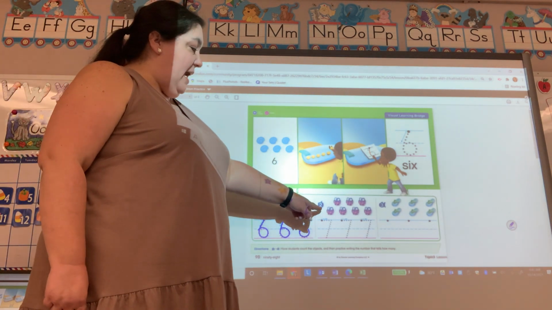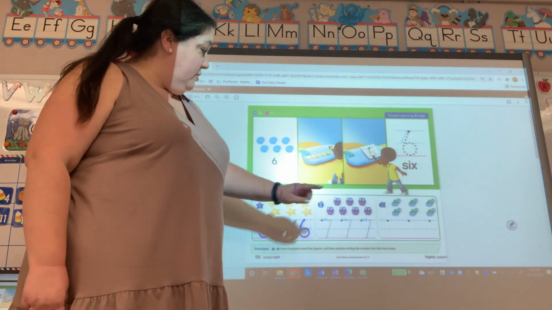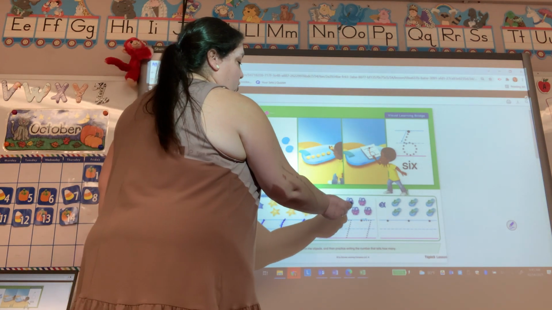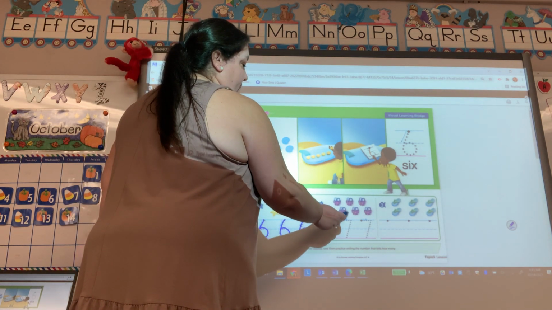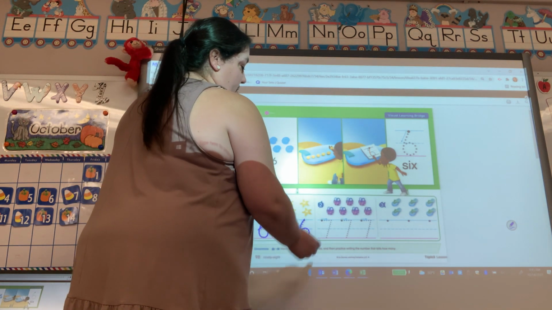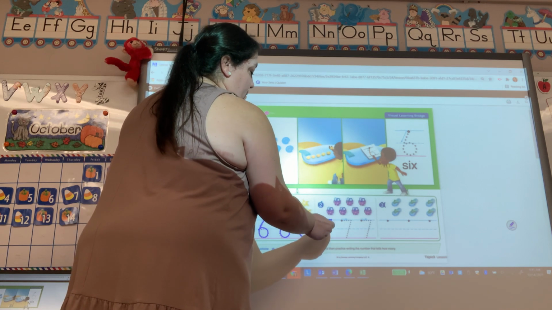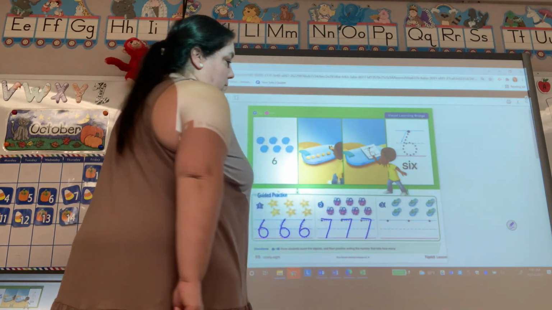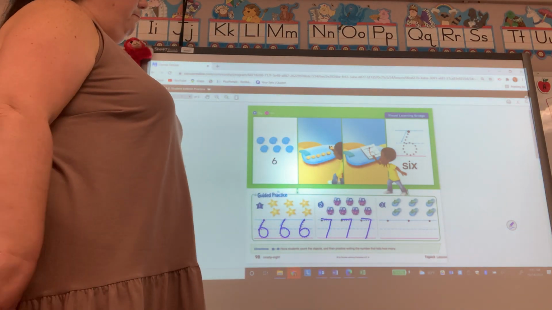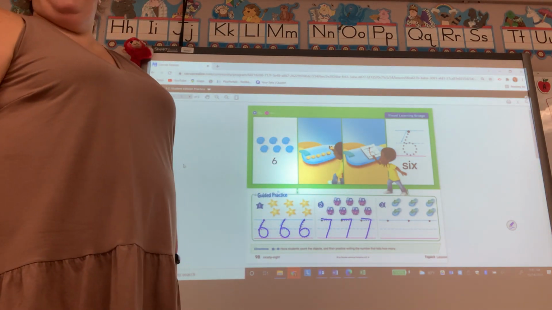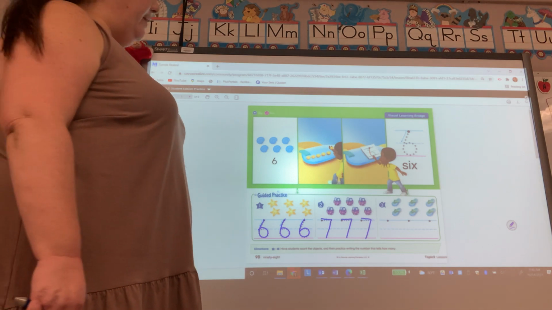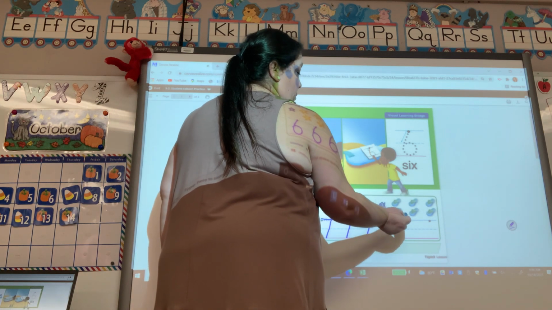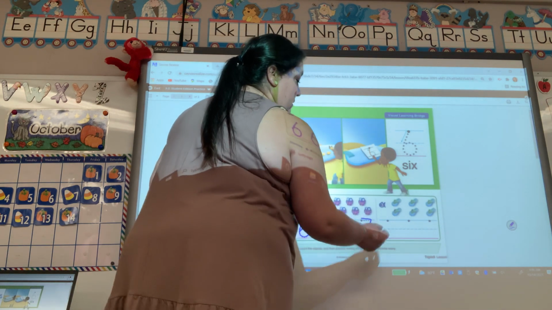Number 2, inside of the apple, how many purses are there? Let's count. 1, 2, 3, 4, 5, 6, 7. Line over and then a line down. Number 3, let's count the flip-flops. 1, 2, 3, 4, 5, 6.